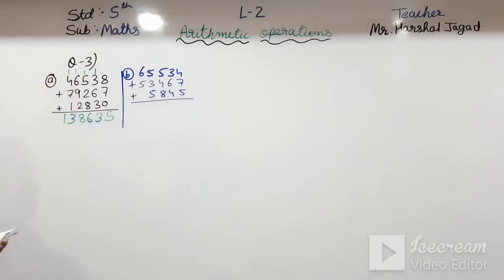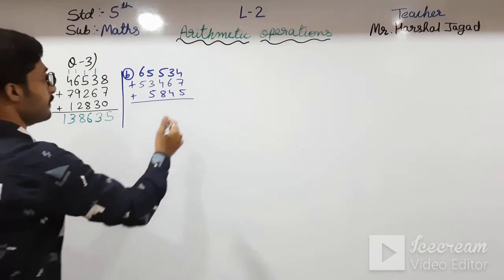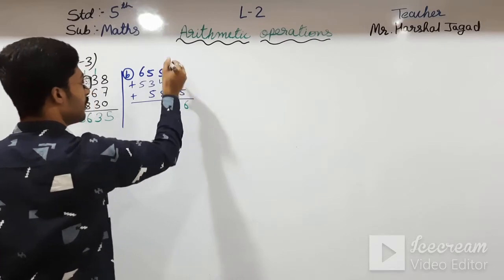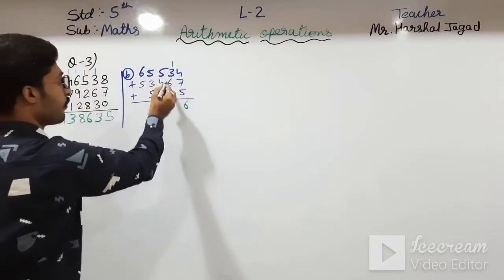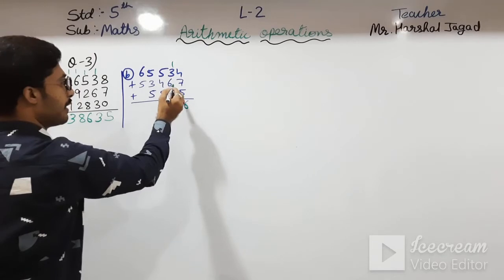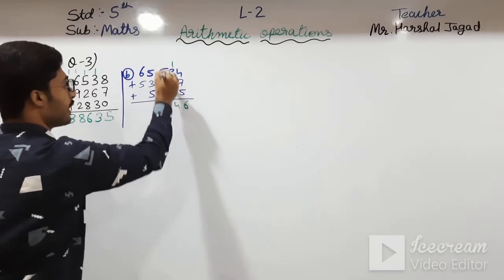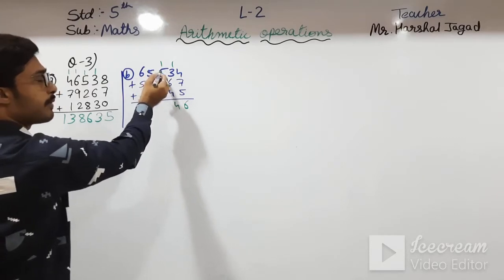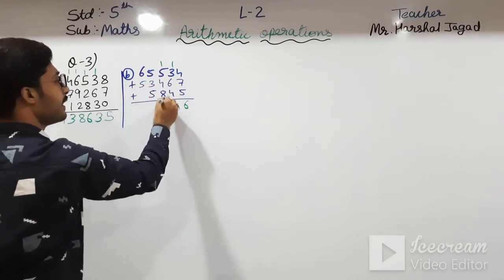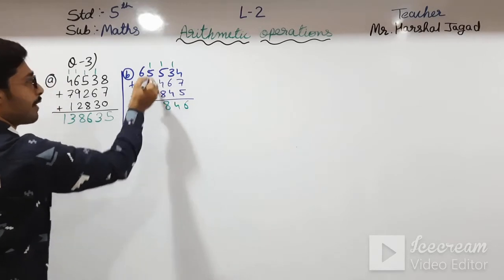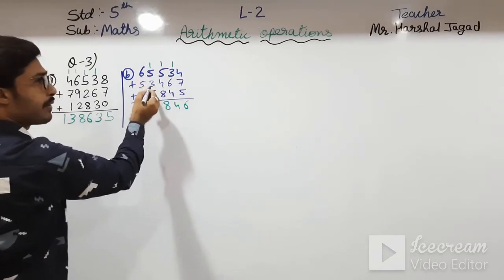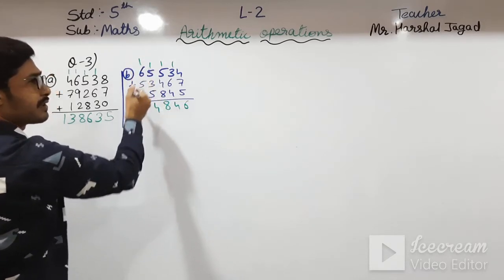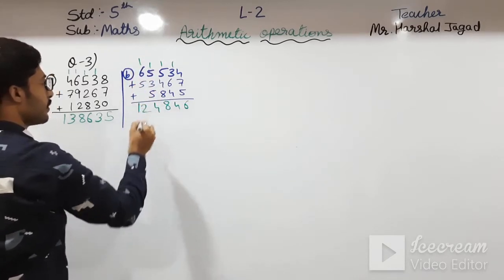So for addition what we will do, 7 plus 4, 11, 11 plus 5, 16. Here 3 plus 1, 4, 4 plus 6, 10, 10 plus 4, 14. Here 4 plus 1, 5, 5 plus 5, 10, 10 plus 8, 18. Here 5 plus 5, 10, 10 plus 3, 13, plus 1, 14. 6 plus 6, 12. So this is our answer.